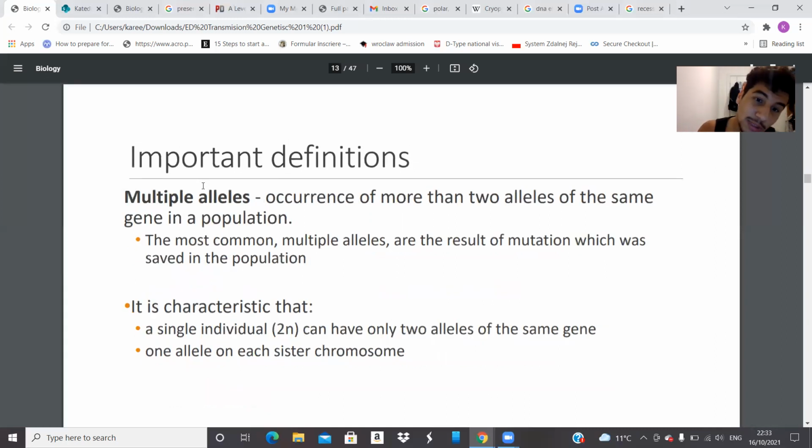Okay? Multiple alleles. So multiple alleles is best explained in terms of blood type. Okay, so we all know the blood types A, B, AB, and O. For blood type, there is actually three, hold on, there's three alleles. Okay, A, B, and O. So that will mean that on a chromatid, you can have either A, or you can have B, or you can have O. Like so.